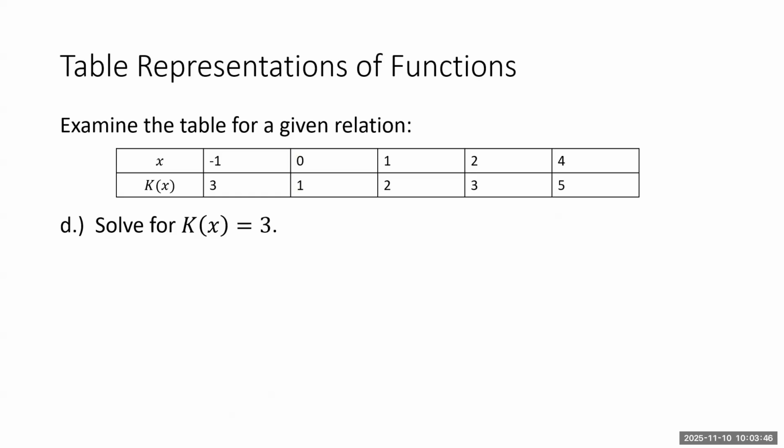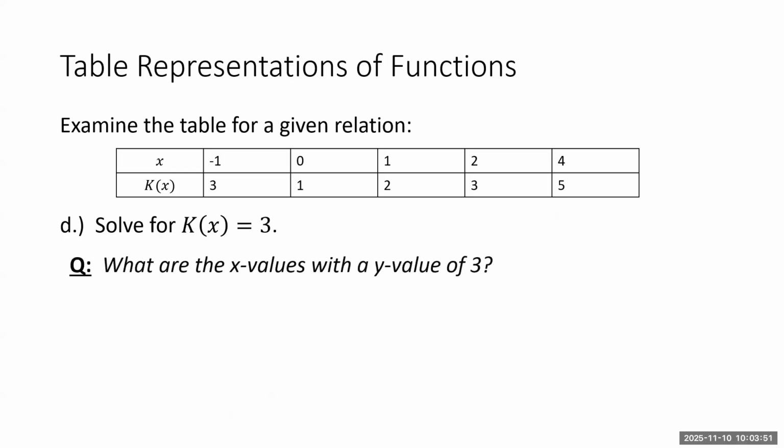Part D, I'm asking you to solve for k of x equals 3. What I'm really asking for here is, what are the x values with a y value of 3? So now I'm looking at the table and I have a circle over the first y value of 3. The x value associated with that is -1. So x equals -1. I have another y value of 3 with the associated x value of 2. So x equals 2. Those are the solutions to my equation, k of x equals 3.